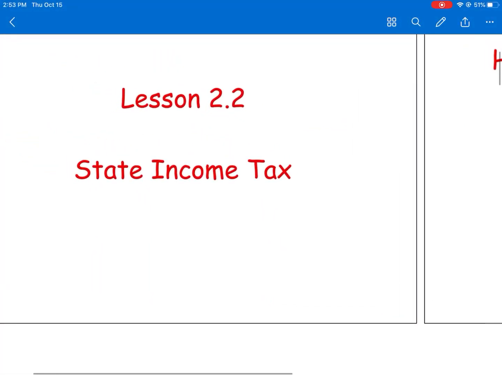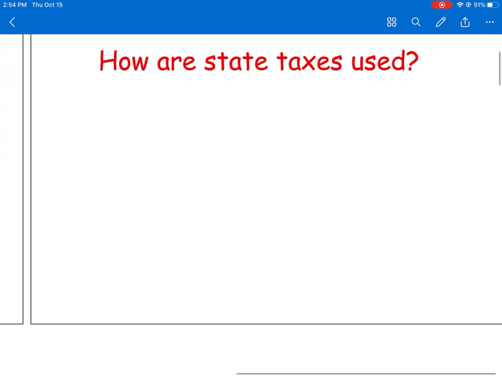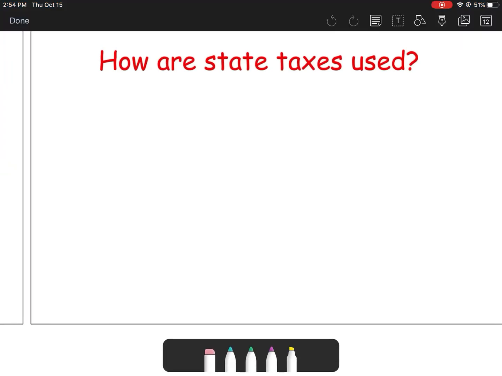Okay, welcome class, and today we're going to talk about lesson 2.2, which is state income tax. So, how are state taxes used?